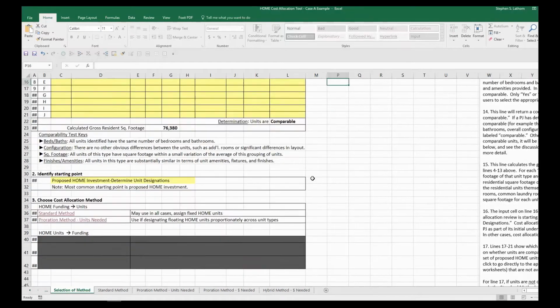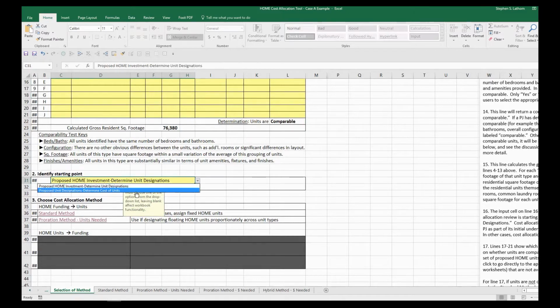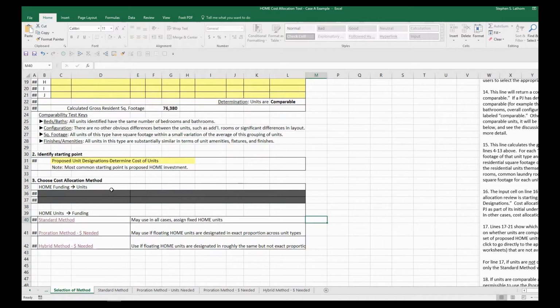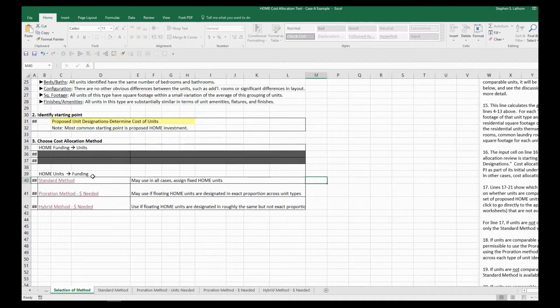And what we're going to do is scroll down, and instead of starting from a given amount of home investment and solving for the number of units, how many units must be designated for the given home investment, what we have is a developer in this scenario that has proposed to designate 10 home units, and now we're trying to figure out how many dollars that might suggest. So we see that we've grayed out the dollars to units approach, and we're using the units to funding approach, or units to dollars approach as we sometimes call it. We always can use the standard method, but now we have the option of the proration method or the hybrid method, both where we're solving for the dollars needed.